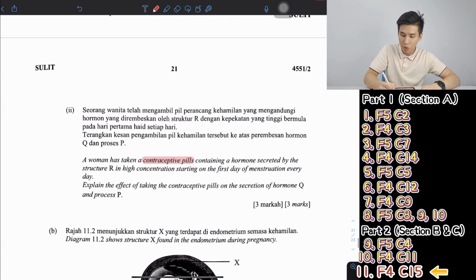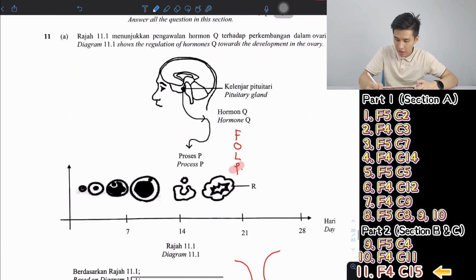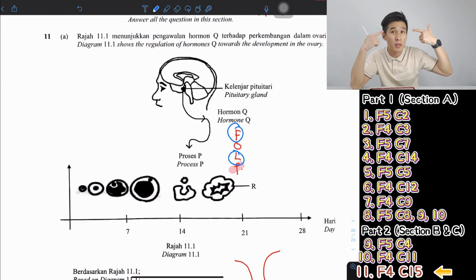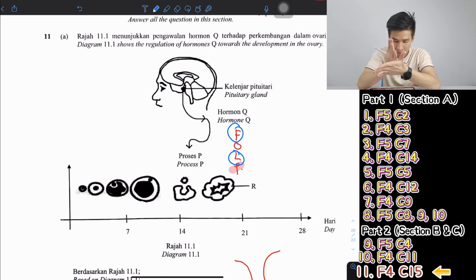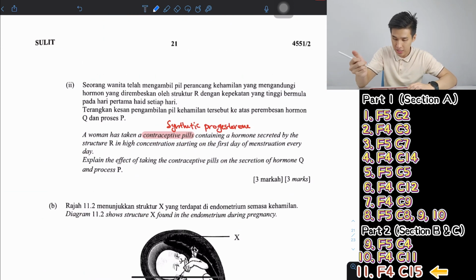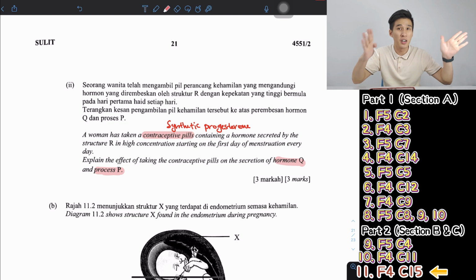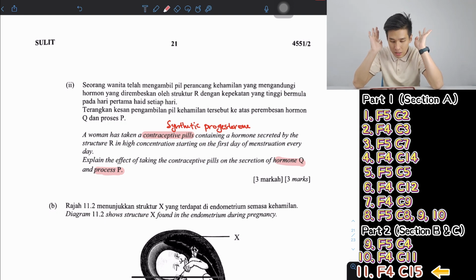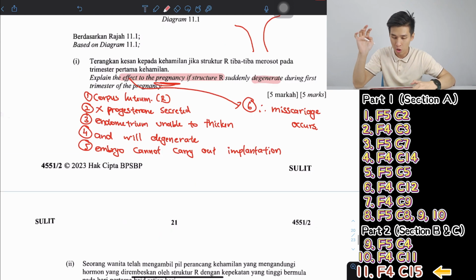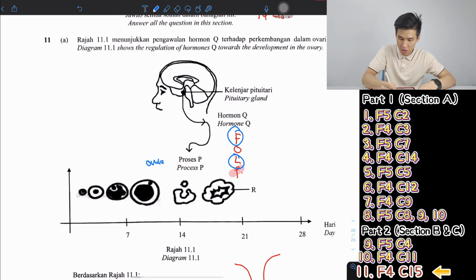It has what we call synthetic progesterone, meaning artificial progesterone. So this hormone, progesterone, has a negative feedback on FSH and LH, both of which come from the pituitary gland. The negative feedback mechanism stops these two hormones from being secreted. But for this question, they focus more on LH, luteinizing hormone, because they ask how this pill affects hormone Q and process P. Hormone Q, you can see, causes ovulation. That's process P over here. So in this question, we focus on LH more.